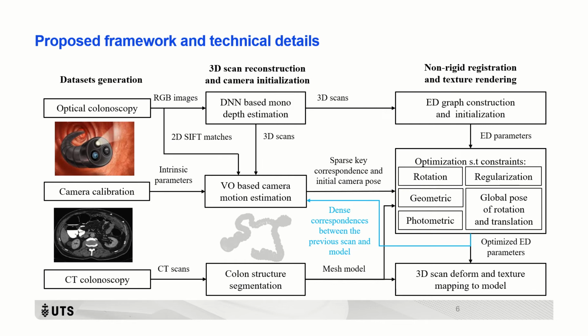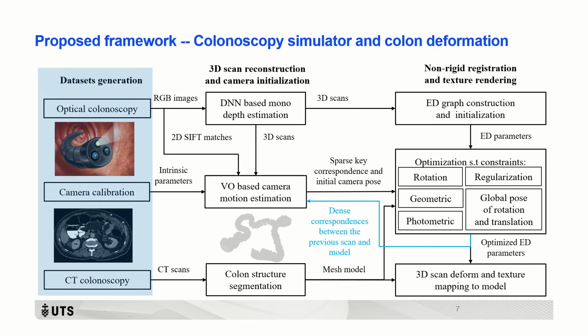This figure shows the proposed framework to reconstruct a 3D colon map. It includes three parts: the first, dataset generation; second, 3D scan reconstruction and camera initialization; and the last, non-rigidization and texture rendering.